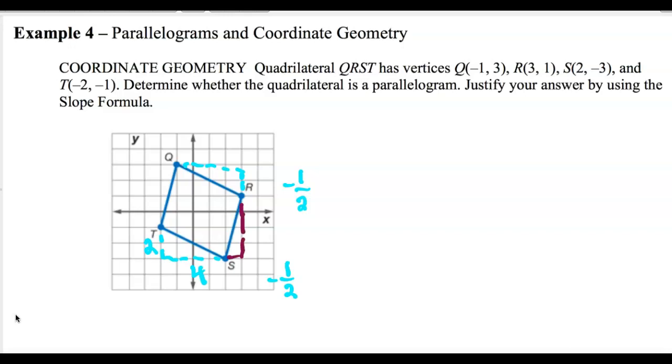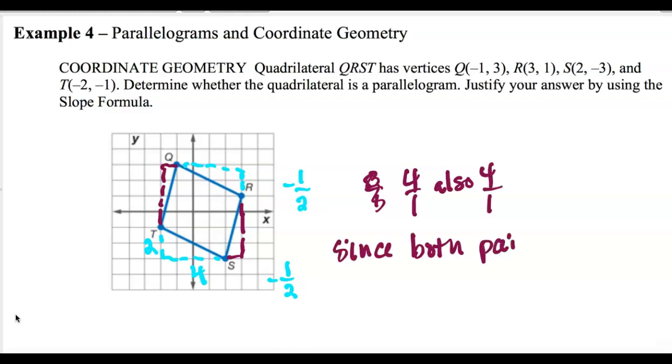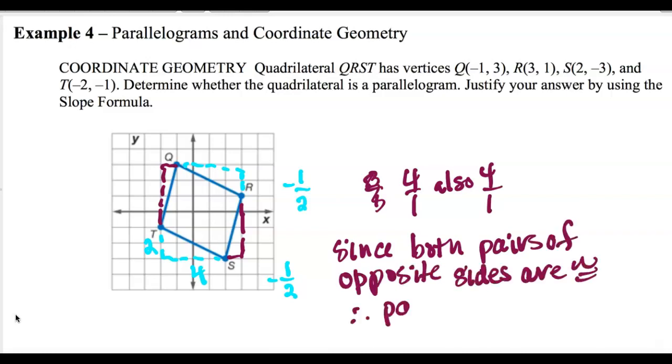And then we look at this next one. The rise is 1, 2, 3 over 1. And wait, 1, 2, 3, it's actually 4. 4 over 1. And then we look at this one, and that is also 4 over 1. So since both pairs of opposite sides are parallel, therefore this is a parallelogram.